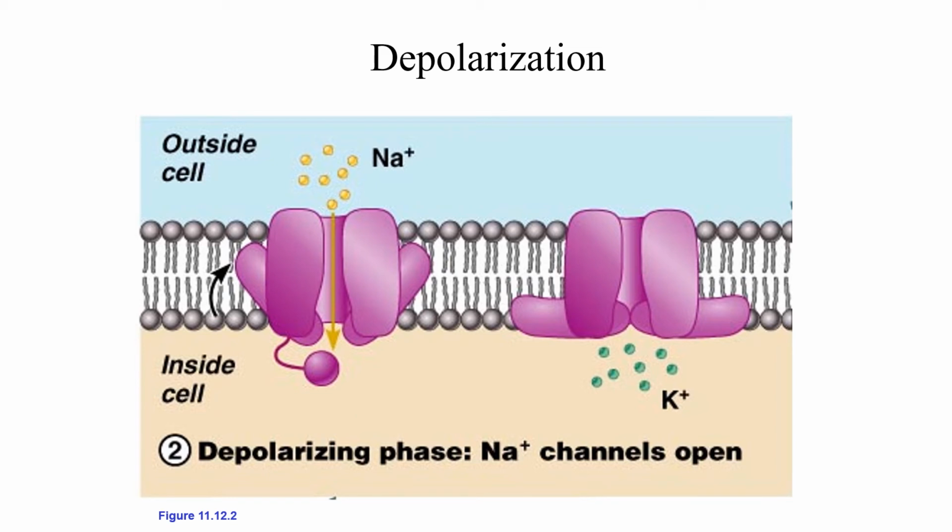So EPSPs are excitatory postsynaptic potentials. They cause sodium channels to open, they promote depolarization, and if threshold is reached, an action potential can then occur. So in your mind, you want to associate depolarization with an EPSP. Cause excitement, promote depolarization.